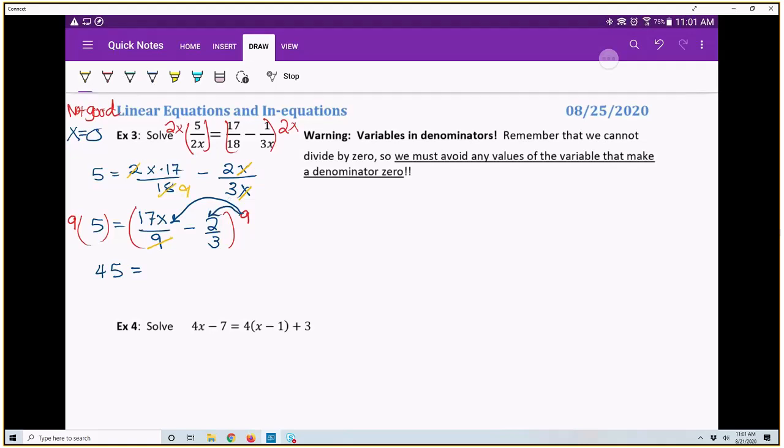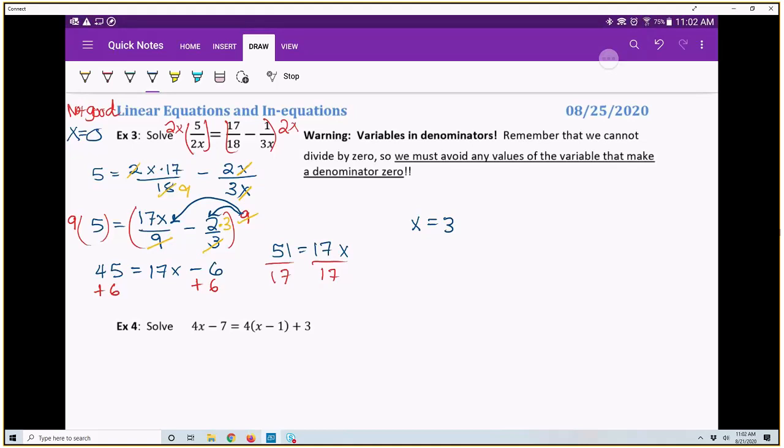And with this one, I get to cross this out. I'll still have times 3. So I have 17x. I don't have the fraction on the bottom anymore. And minus 2 times 3, so minus 6. Okay, now I want to add 6 to both sides to isolate my variable term. So I have 51 is equal to 17x. Divide by 17 on both sides to get x by itself. And I have x is equal to 3, because 3 times 17 is 51.